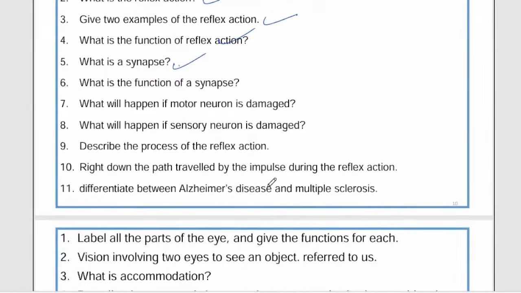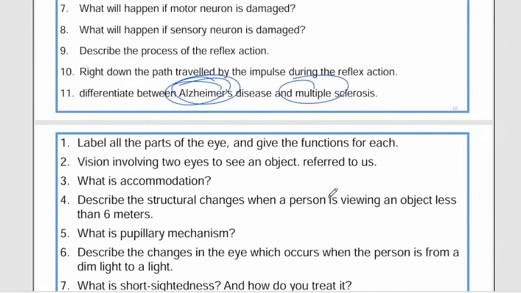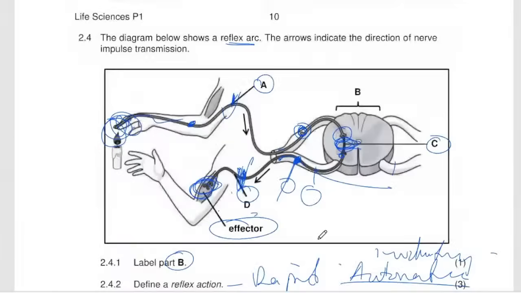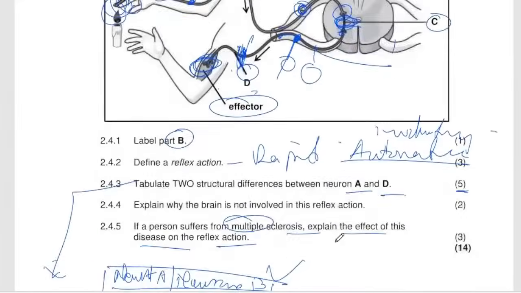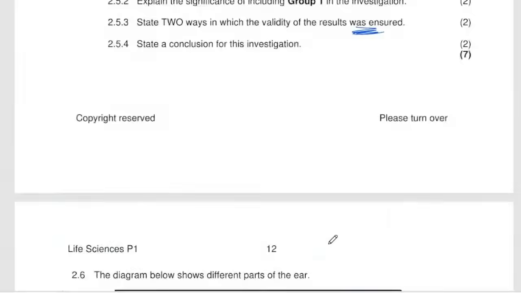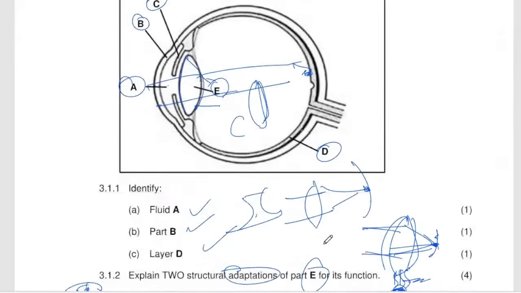Differentiate between Alzheimer's disease and multiple sclerosis. Alzheimer's leads to memory loss, where the brain cells or cerebrum are damaged. Multiple sclerosis causes slow reaction and is a result of the degeneration of the myelin sheath. Next, draw and label the structure of the eye. We did that, and even if you don't know how to draw, make sure you know how to label such structures.